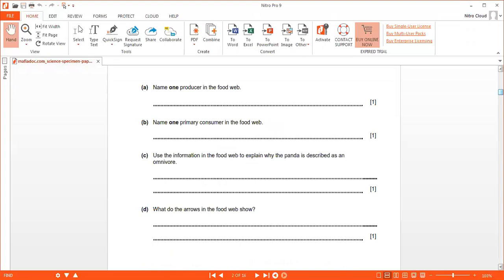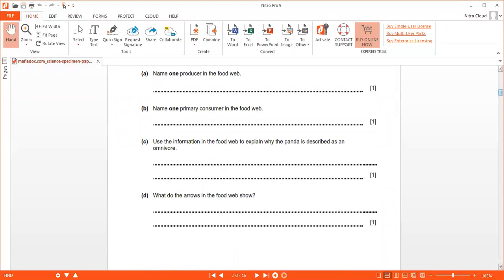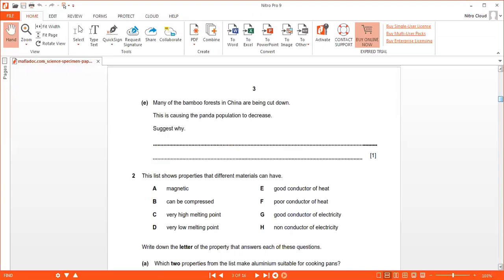D. What do the arrows in the food web show? The transfer of energy or the energy flow. Both are correct. E. Many of the bamboo forests in China are being cut down. This is causing the panda population to decrease. Suggest why.